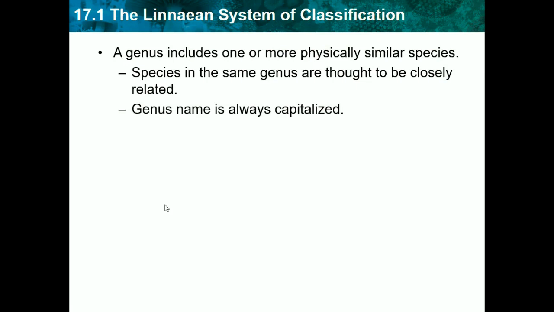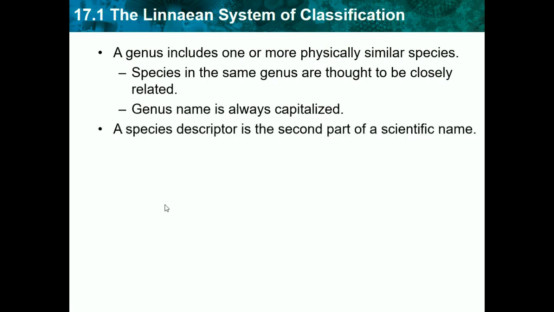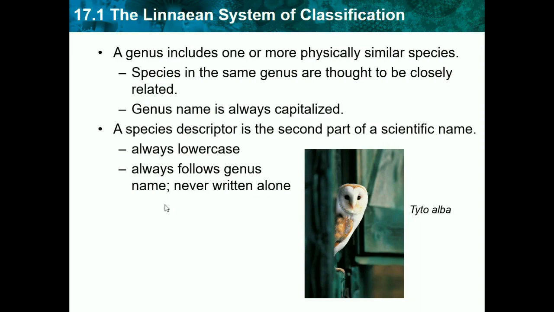The genus name is always capitalized, and that's another important thing to know. A species descriptor is the second part of the scientific name, and it's always lowercase. It always follows the genus name and is never written alone. So Tyto alba. Tyto would be its what? Would that be its genus or its species? Since it's capitalized and it's first, we know it's the genus. And alba would be the species of this owl.